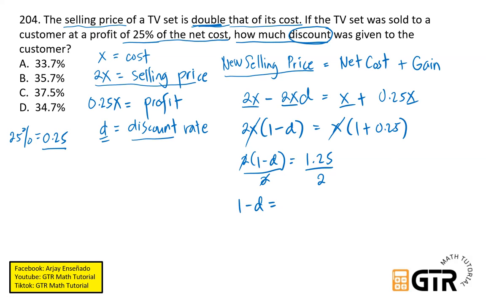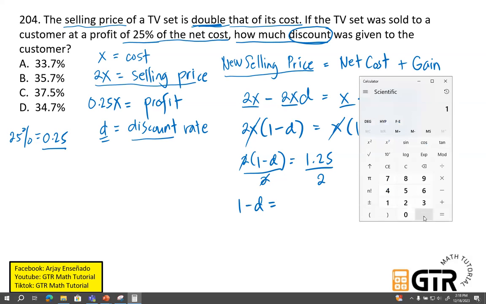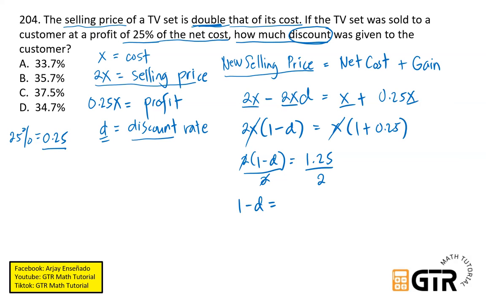So hatiin lang natin yung 1.25. Anong magiging sagot dyan? 1.25 divided by 2. That is equal to 0.625. Okay? So 0.625.